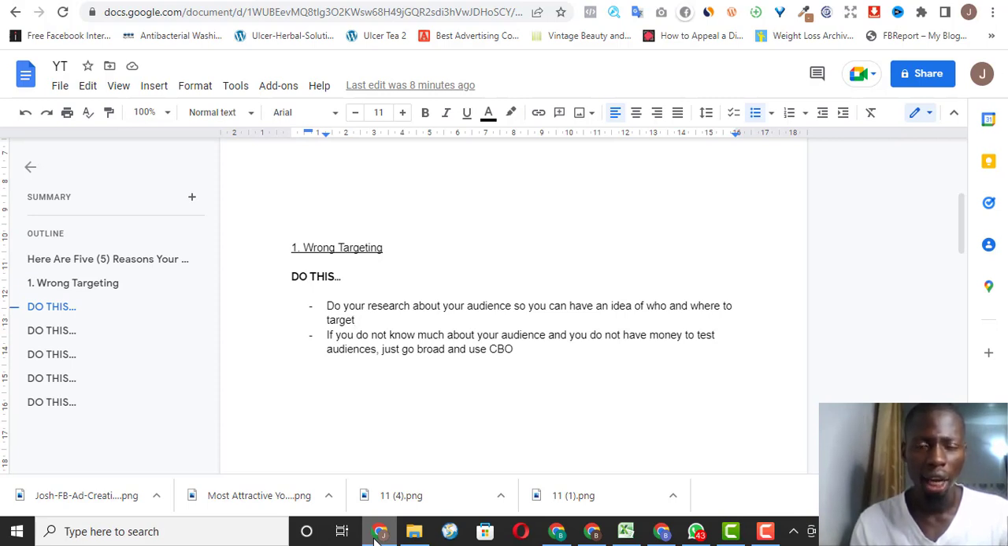It works anytime, any day. Always go with broad targeting and CBO. Using CBO just means that you're telling Facebook you're setting your budget first at the campaign level, and secondly, you're also telling Facebook to find the best and suitable audience for your kind of products. That's what you do when you tell Facebook to go ahead with broad targeting for your products. All right, so this is one way you can avoid wrong targeting with your Facebook ads campaign.